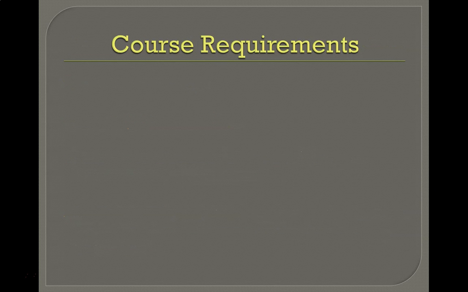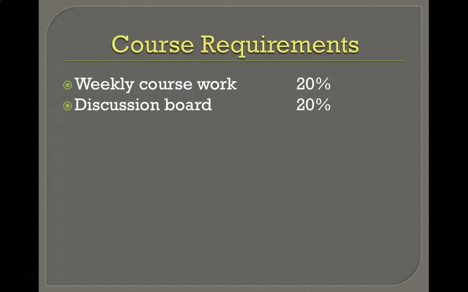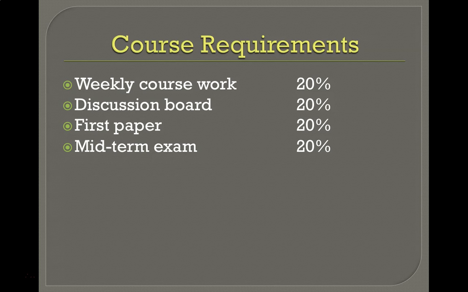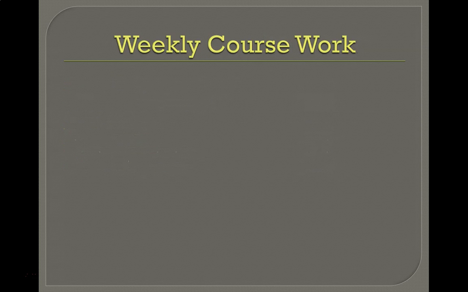Okay, now I'm going to go over the requirements for this course, and then I'm going to talk about each of them in a little bit more depth. So this course has 5 elements. The first is weekly coursework, which is worth 20% of your grade. The second part is going to be your discussion board responses. There's going to be 2 discussion boards each week. One is going to be in text and one is going to be in video. Then your first paper is going to be worth 20%, and a midterm exam will be also worth 20%, and then a second or final paper. Okay? And I will talk about each of these a little bit more in depth.